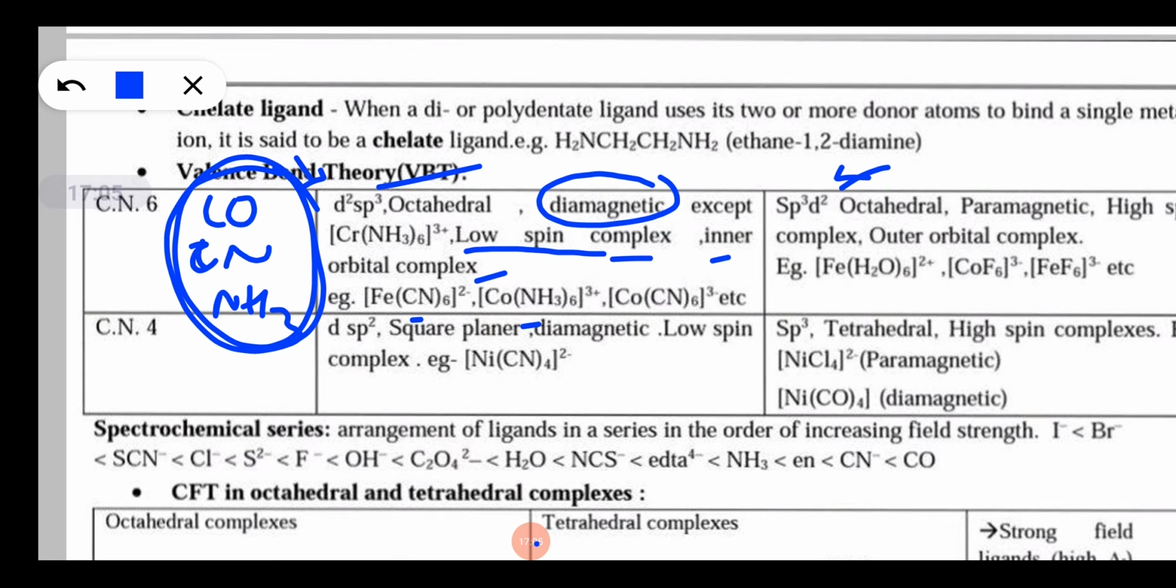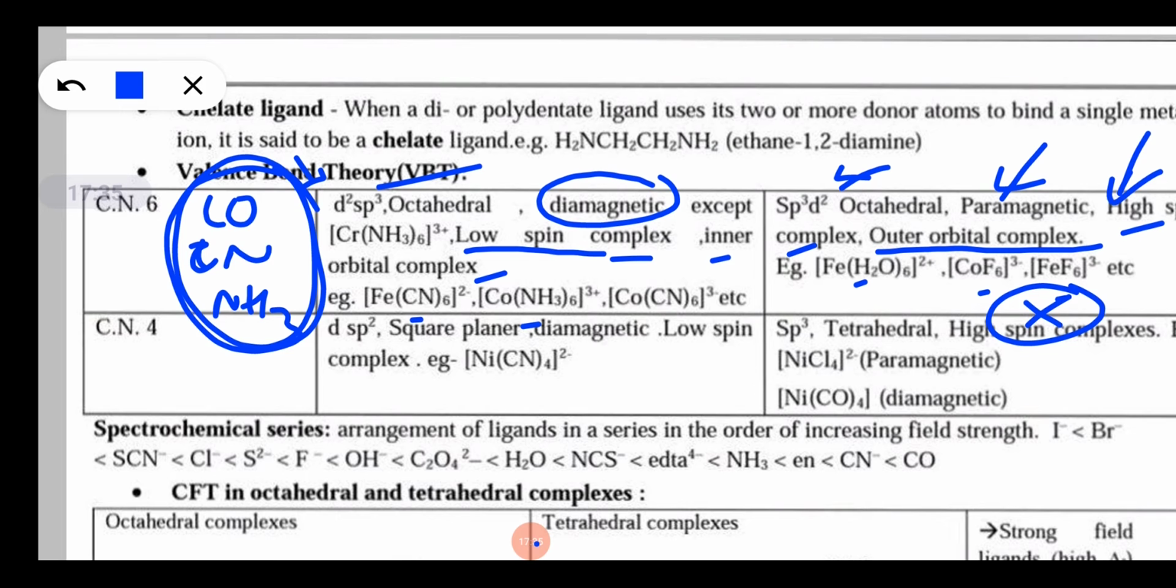Now a hint for the outer orbital complex is that if you find halogen in any coordination compound or water then definitely it will form outer orbital complex because X means halogen means weak field ligand. So weak field ligand forms outer orbital complex. So here pairing does not occur, so there will be unpaired electrons, so paramagnetic, and high spin. Low spin nahi hoga because the unpaired electrons do not cancel out, so spin will be high.